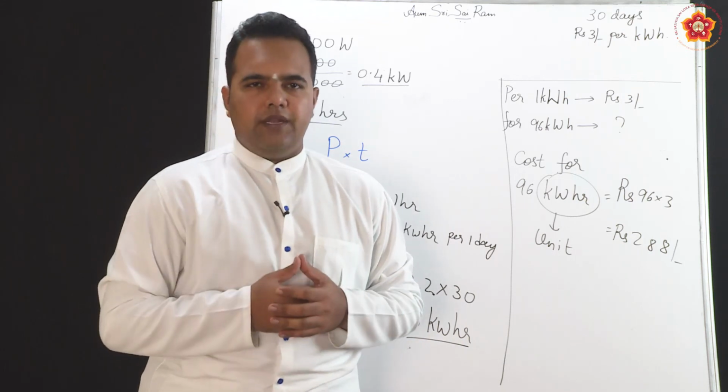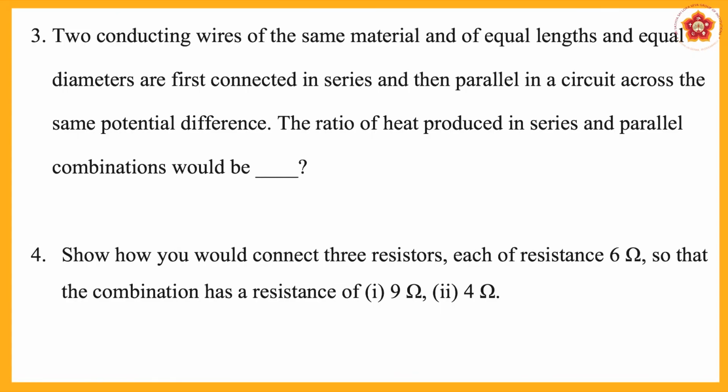Let us see the next one. The question goes thus: two conducting wires of the same material of equal lengths, equal diameters are first connected in series and then parallel in a circuit across the same potential difference. What is the ratio of heat produced in series and parallel combination? So, this is the question they are asking now.